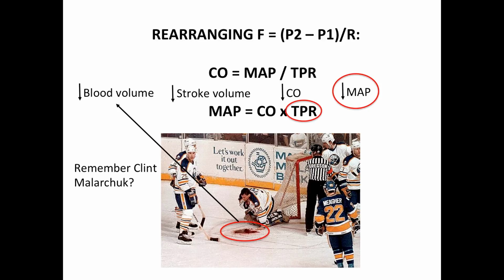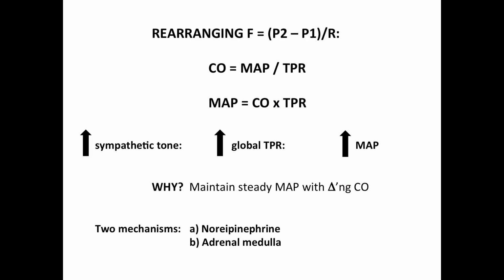But I want to conclude here. Globally speaking then, if I increase sympathetic tone, since it's going to result in the constriction of arterioles throughout the cardiovascular system, this is going to increase TPR, total peripheral resistance, in a global way, resulting in an increase in mean arterial pressure that would then be a corrective to a drop in pressure due to a drop in cardiac output. See how that works?